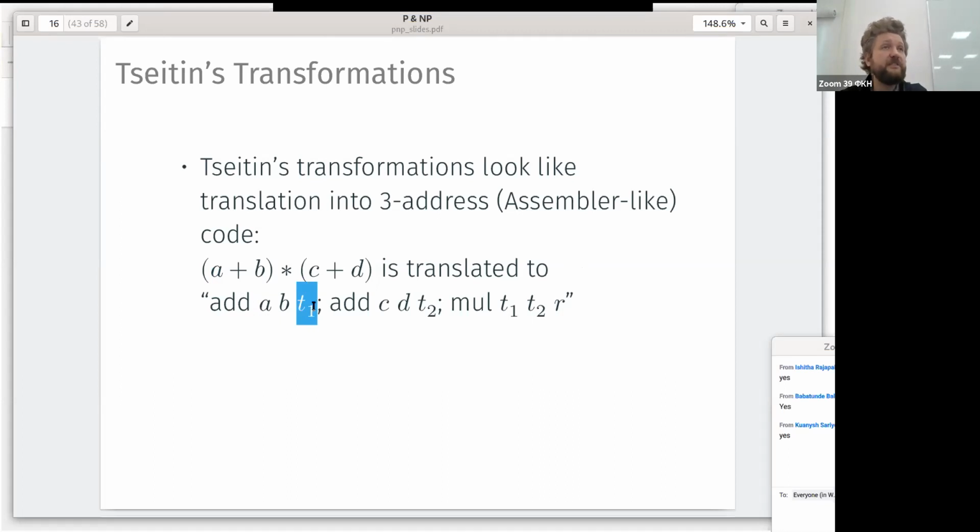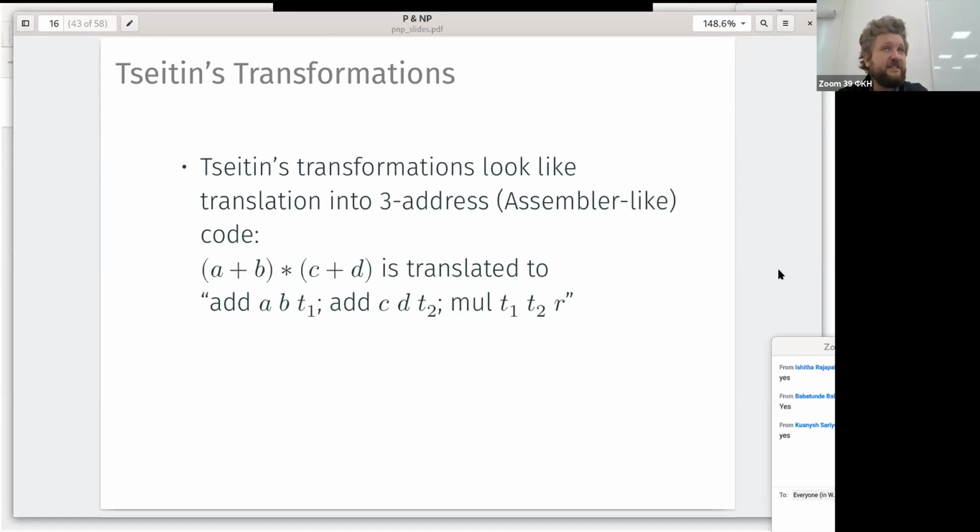These are new variables added, therefore it's not equivalent, but it's equisatisfiable. You take A and B, you add, and you store your result in a new register. This is why it's called three-address code, because there is an address for each operand, and a new address for the result. You allocate new memory. Then you do the same here, and then you have these two, and you multiply them. R is the resulting part. It could be called T3. It's also a new variable. This is how you usually compile your algebraic computations on a real computer.